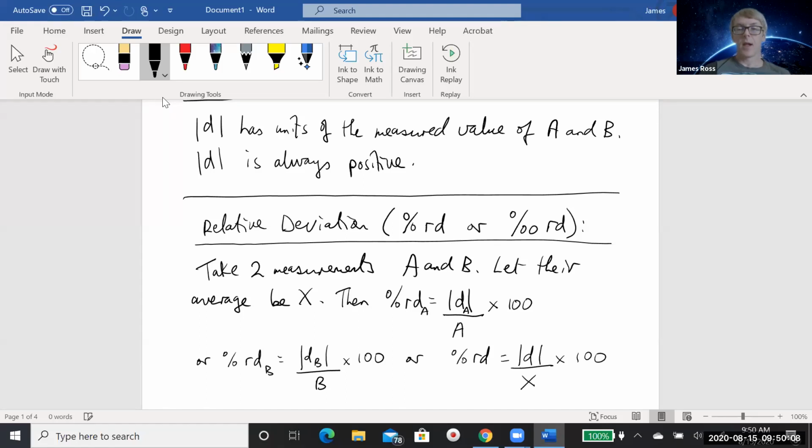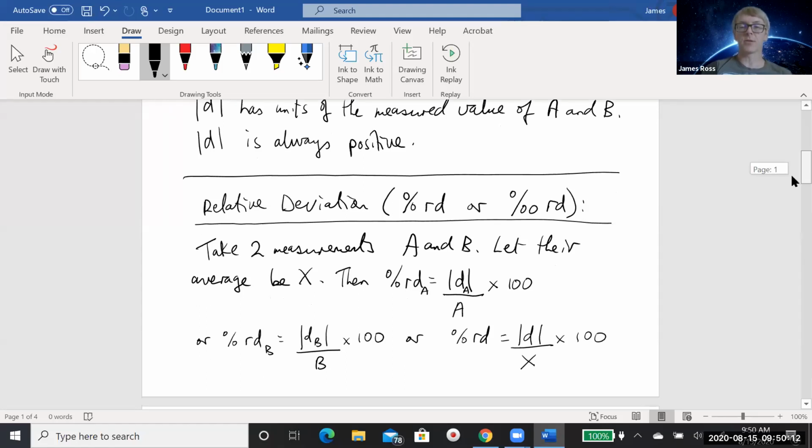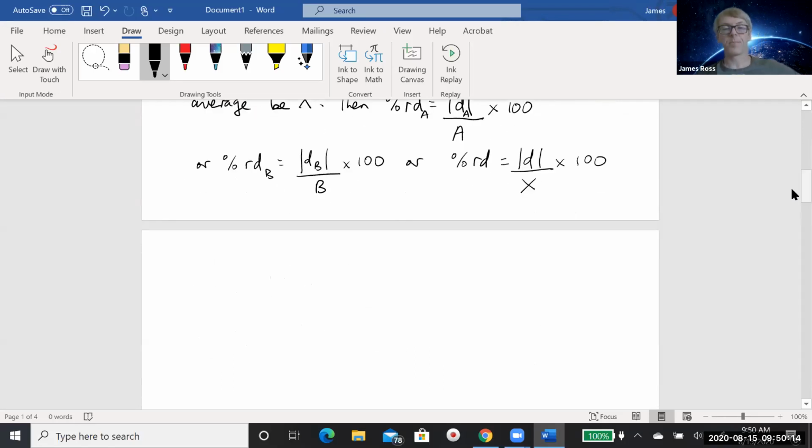Okay, one more just to give you an idea of what the parts per thousand relative deviation would be. So I'll write it here. We could have the parts per thousand relative deviation of A, for example, which is just the absolute deviation of A over A times 1,000. Okay.